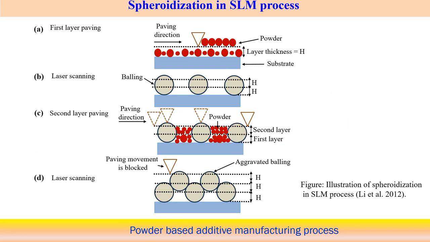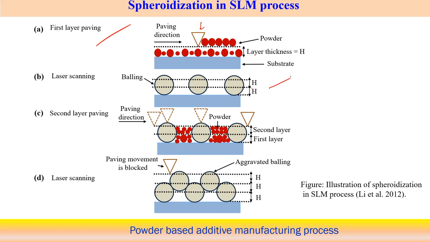Here we can see the spherization effect in the SLM process. In the first layer of paving, the powder is there and the laser is scanning, and we can see the layer thickness over the substrate. But there is a balling effect, which is usually bigger than the layer thickness. So spherization happens in such a way that the size of the ball becomes much higher compared to the layer thickness. This creates a problem in this particular deposition.